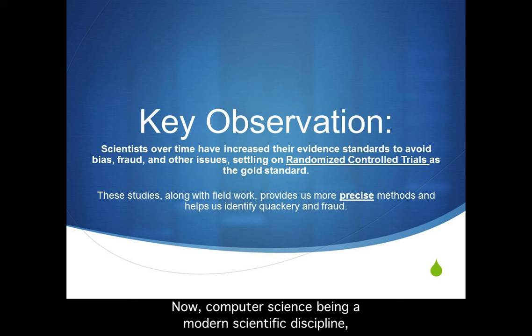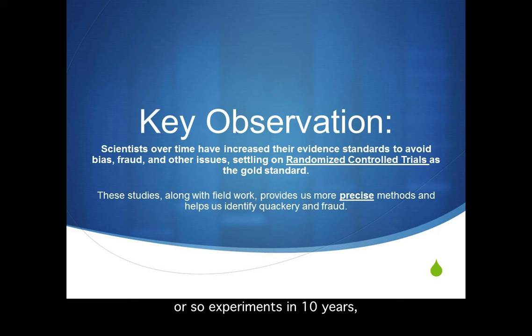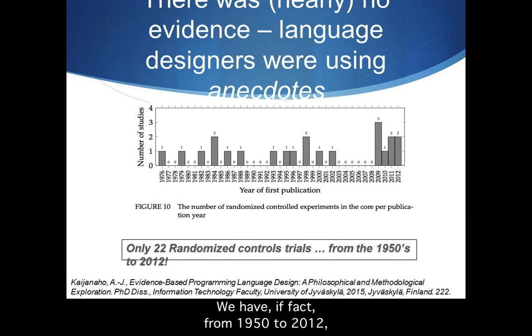Now, computer science being a modern scientific discipline, you might assume that if medicine did 110,000 or so experiments in 10 years, computer science is quite similar for programming languages. In fact, that's totally untrue. From 1950 to 2012, we have a total of 22 experiments, which is slightly lower than 110,000 over a 10-year period.